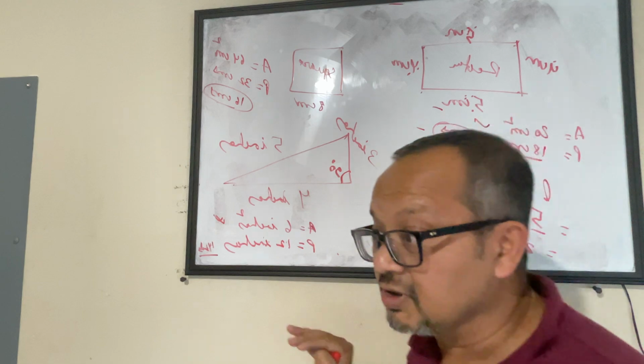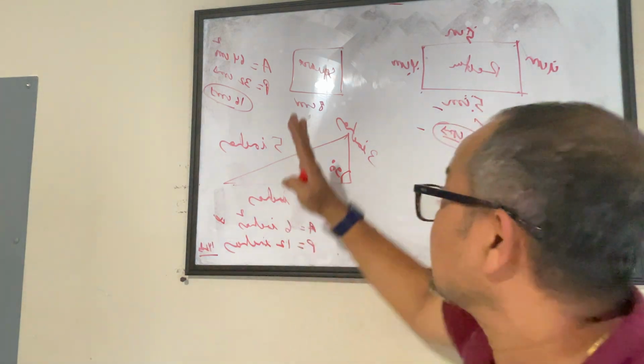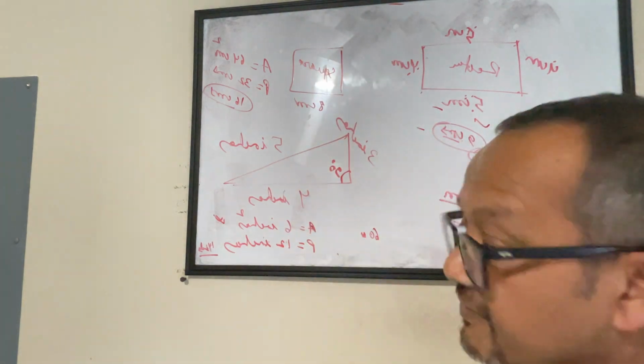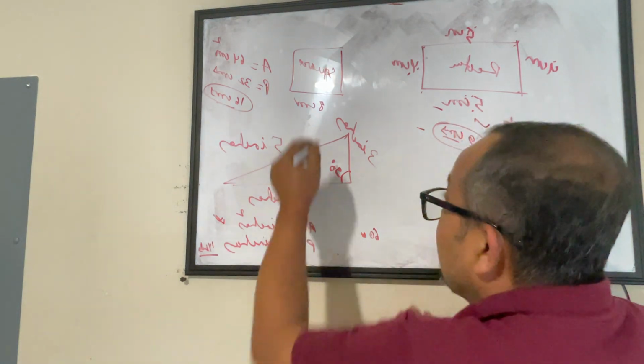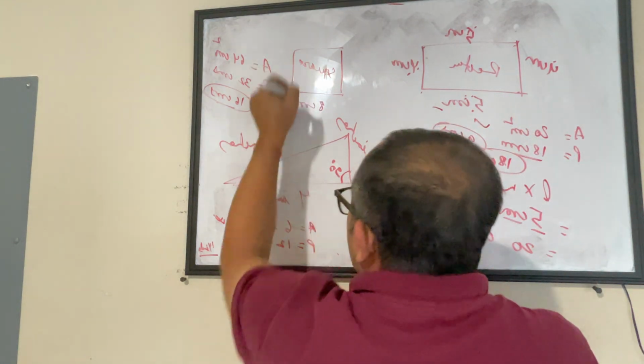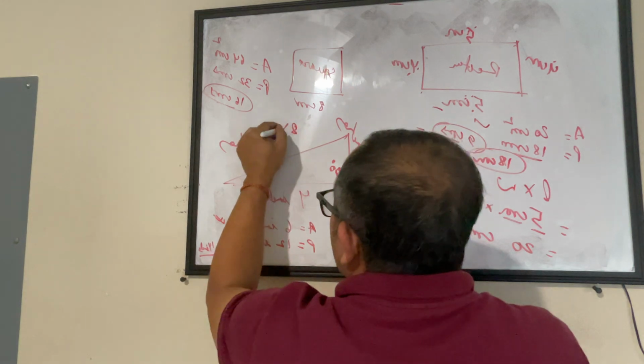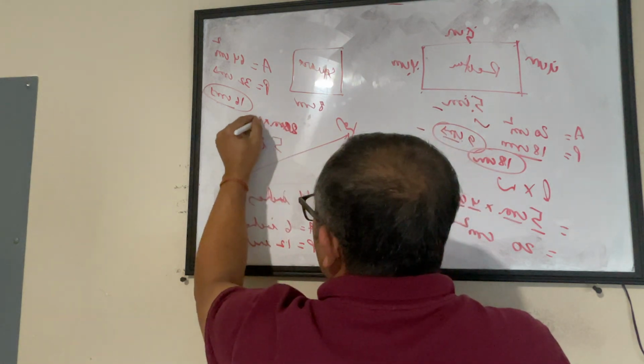And that is what we all need to learn if you want to do well in exams. Look at the square. When I say square, what do we know? Area of a square is length times width, or length times length. So 8 centimeter into 8 centimeter.